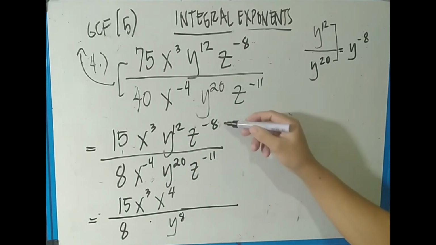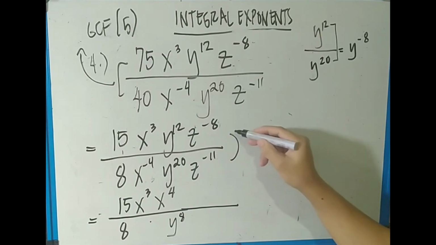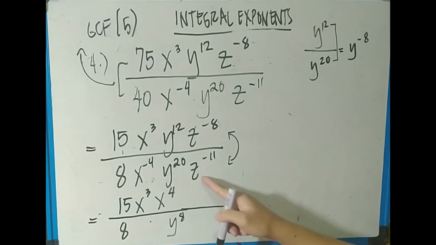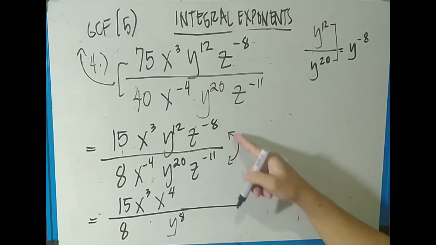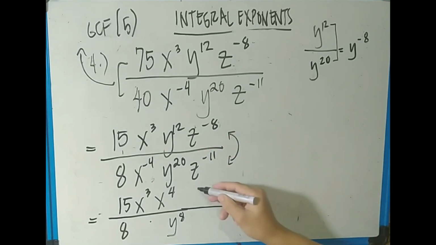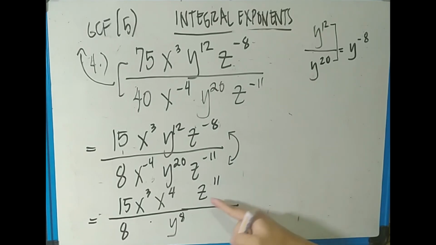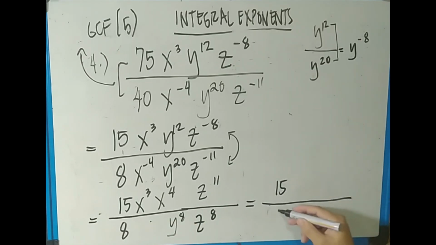For z naman, since pareho silang negative exponent, pagpalitin lang natin sila ng pwesto. So, z raised to negative 11 mapupunta sa taas, in the numerator, and then z raised to negative 8 will be in the denominator. So, z raised to 11, kung mapapansin nyo, positive na yung exponent niya. Then yung sa baba naman, magiging positive exponent na ang 8. Okay, so simplifying that, copy 15 over 8.